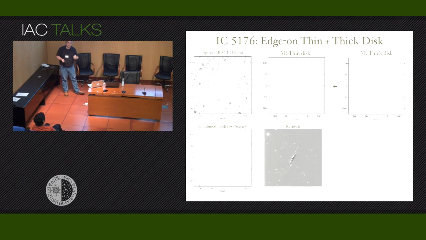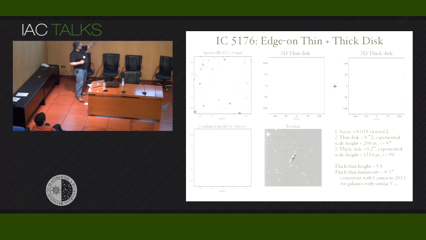In this case, what we're probably seeing are some combination of spiral structure, star formation, and very strong dust lanes that are still affecting the 3.6 micron. But this lets us look at the different luminosity contributions for the different components. So this central little Core-Sersic component is not even 2% of the total light. The thin disk accounts for about 72% of the light. It has a scale height of about 260 parsecs. The thick disk is about 27% of the light, and it has a scale height of about 1.5 kiloparsecs.